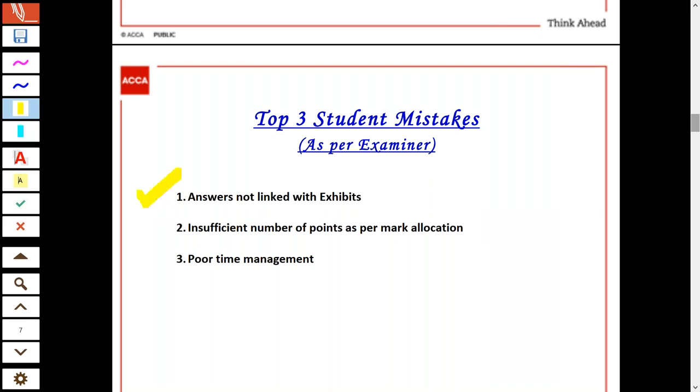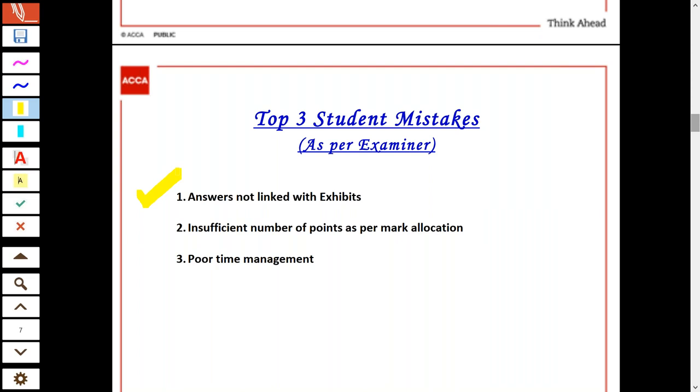He feels that students do not link their answers with the exhibits. Now in SBL, there are no marks for a general answer. There are no marks for any definition. You have to link your answer with the case, with the exhibits. And today I will exactly teach you the technique of how to link your answer.